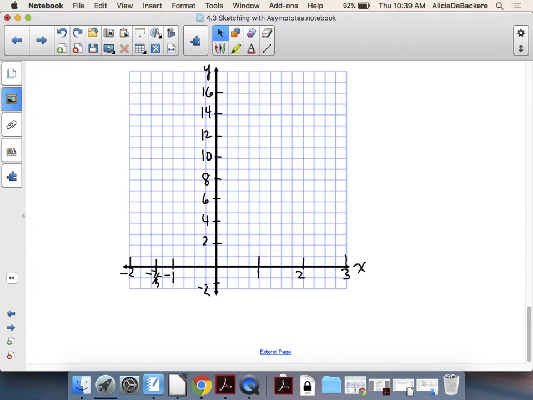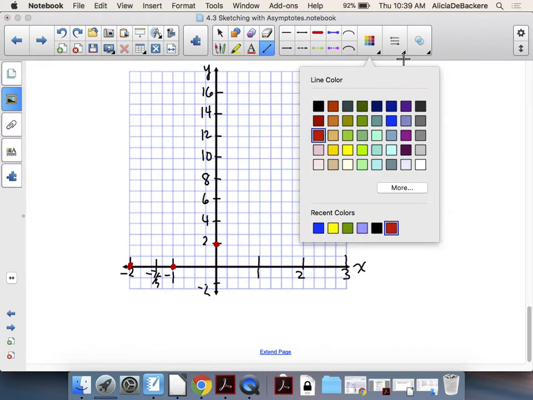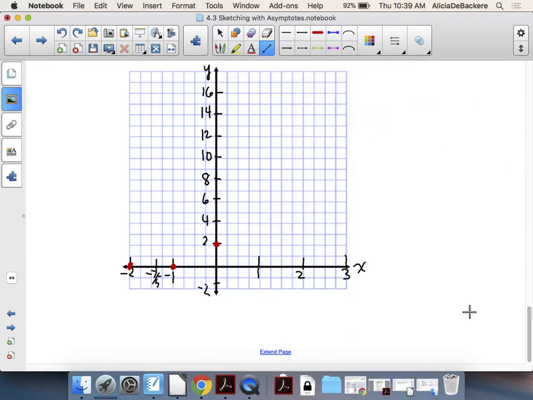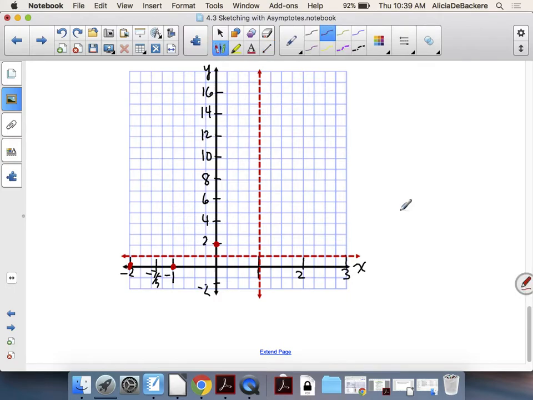And then I can start to plot some of my exact points. So I had my x-intercepts at negative 1 and negative 2, my y-intercept at 2. I can also add in my horizontal and vertical asymptotes. So I know that my vertical asymptote is at x equals 1, and my horizontal asymptote was at y equals 1. I also knew that I was going to be approaching my vertical asymptote going towards positive infinity on both sides. So I kind of have that idea in my head.